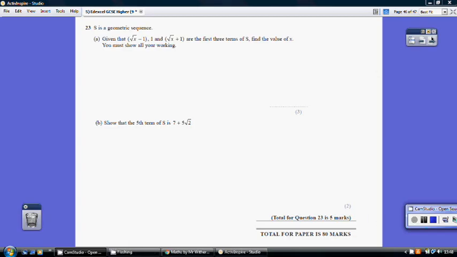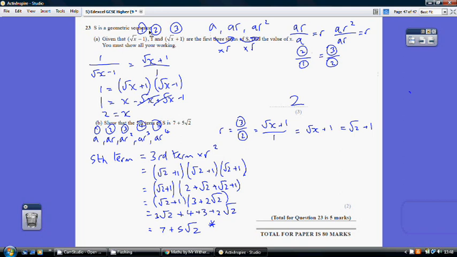So, question 23. S is a geometric sequence. Now remember what a geometric sequence means. It means you take your first term and then you multiply it by something, let's say by r, to get our second term. Then you multiply it by r again to get your third term, and so on. Now what we can see with this is if you consider the second term divided by the first term, you get r. But also the third term divided by the second term would equal r.